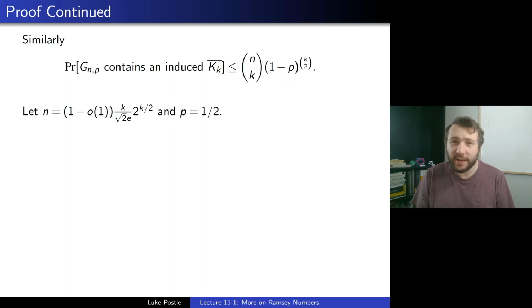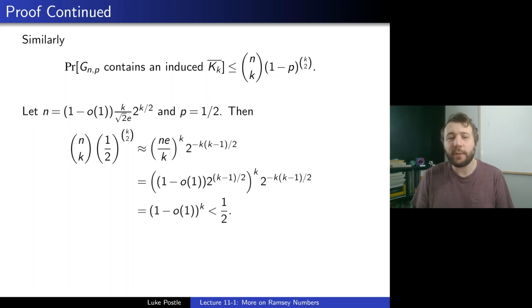Since there's really symmetry between the K_k and the complement of K_k there, we'll choose p to be a half. And then if you let n be the number from Erdős's theorem, k over root 2 e, times 2 to the k over 2, minus a little bit, and you'll see what that should be in a second, then you can put this in and find your graph. So how does that work?